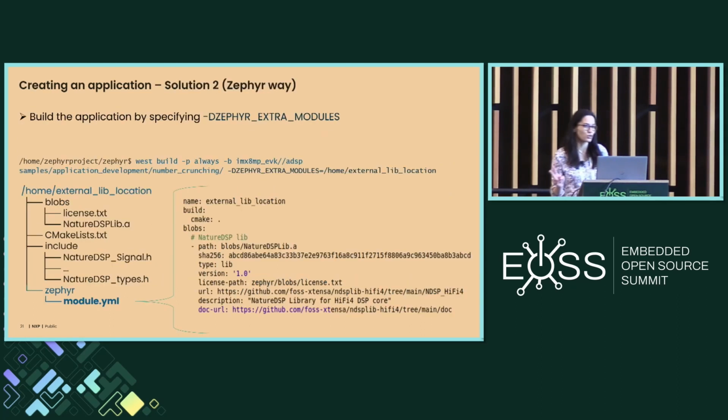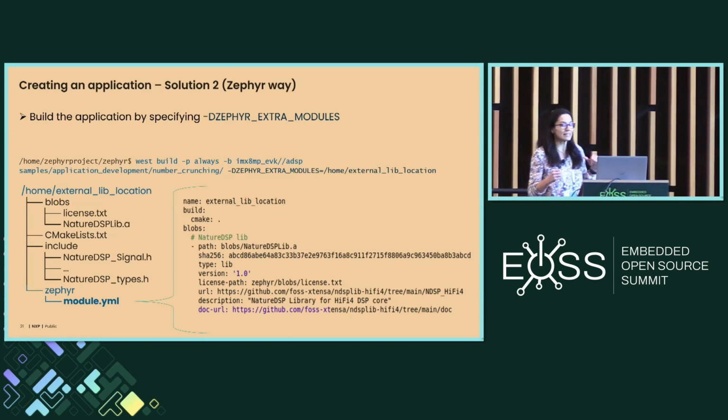Now, the second solution of how can we integrate our external code in Zephyr. This is the Zephyr way, I call it. That means that we are using the external module mechanism from Zephyr. For this, we need to add the Zephyr extra modules CMake variable when building the application. This CMake variable is already used by the Zephyr CMake build system. So we just pass it when building the application. Now, in this case, our external lib location is seen as an external module.